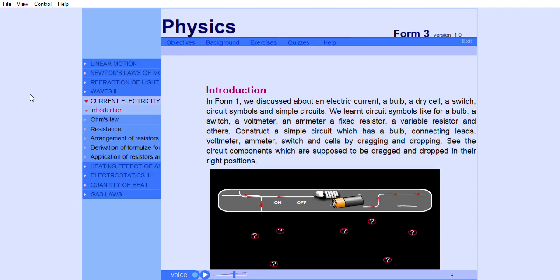Introduction. In Form 1, we discussed electric current, a bulb, a dry cell, a switch, circuit symbols, and simple circuits. We learned circuit symbols like for a bulb, a switch, a voltmeter, an ammeter, a fixed resistor, a variable resistor, among others. Construct a simple circuit which has a bulb, connecting leads, a voltmeter, an ammeter, a switch, and cells by dragging and dropping. See the circuit components which are supposed to be dragged and dropped in their right positions.